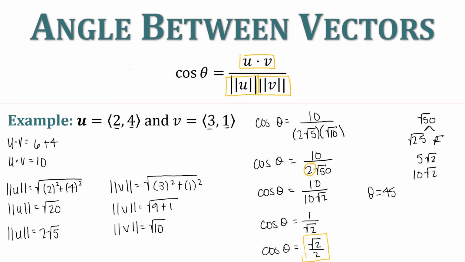Now, what happens if we have cosine theta equals a number that's not on the unit circle? So what would we do then? Well, what we would do is we would say theta equals, we already know it's 45 because we've used our unit circle. But what if we don't? So then we know that theta equals cosine inverse of the square root of 2 over 2. And putting that into your calculator, you will be produced 45 degrees. So either way, you will get 45 degrees, whether you use your unit circle or whether you use your calculator. So that is angle between vectors.